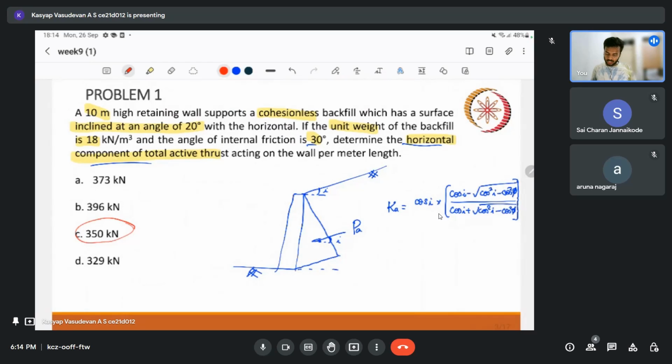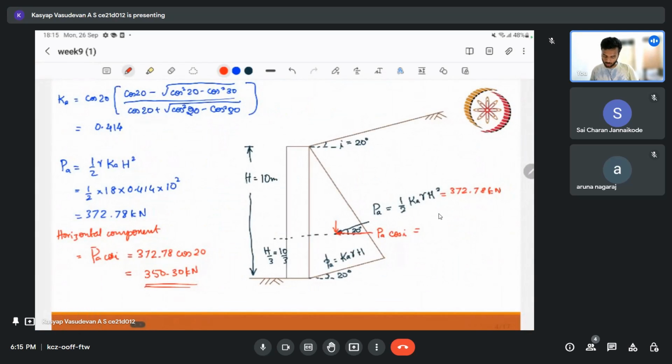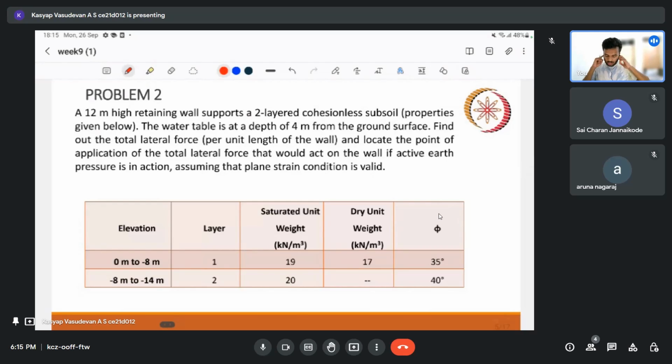So here, in the initial Rankine's theory, this was supposed to be a horizontal backfill, but it was extended by taking the element as an inclined element, and we arrive at this lateral earth pressure coefficient. Here we have to remember that the inclination of this base is also I. So our load will be parallel to the backfill. Okay, so now let's solve a bigger question.